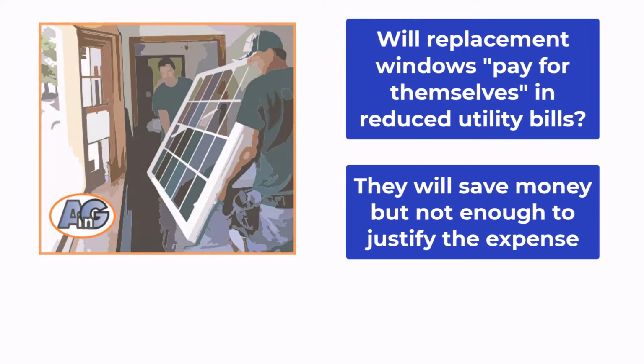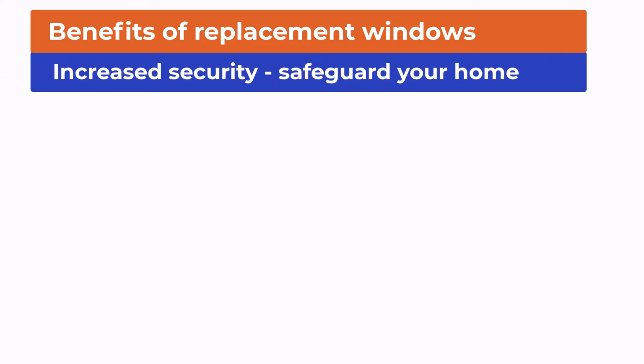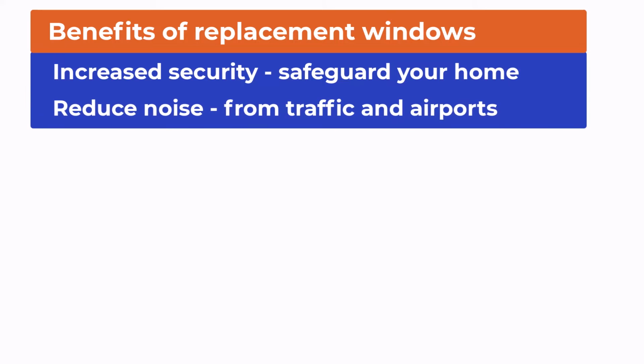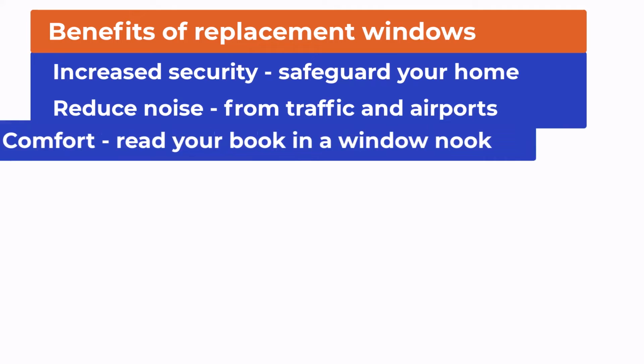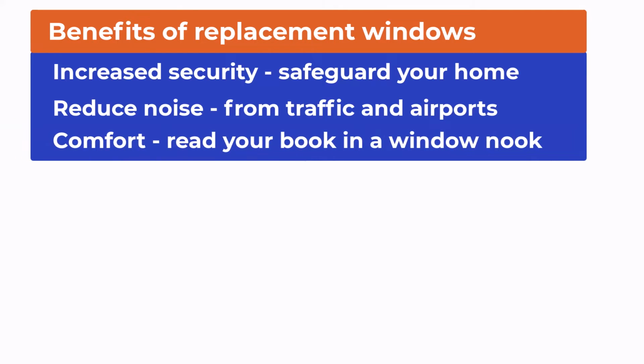However, double-pane windows offer many advantages in addition to saving on utility bills. Study the benefits and decide which ones are important to you. Security. Your old windows maybe don't lock securely. Noise. Double-pane windows will reduce noise pollution. Comfort. Heat or cold radiating from an old window is uncomfortable.